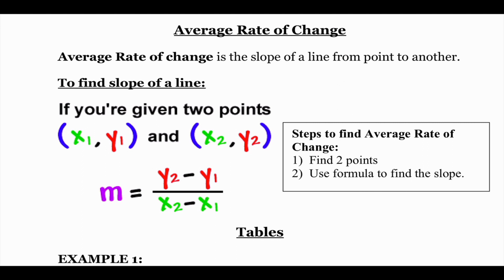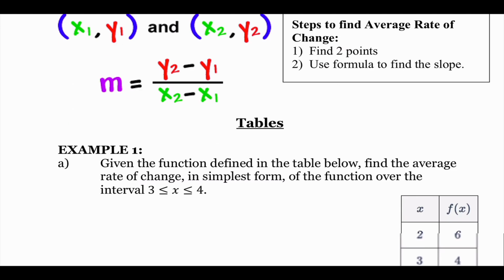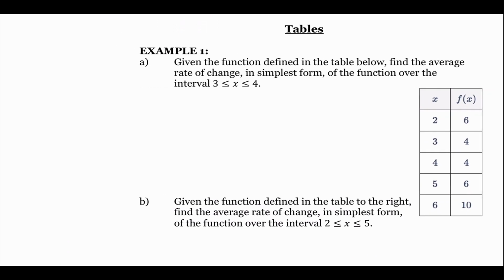So there's 3 different ways they're going to give you. First one is tables. They're going to give you an x and y table. So they say f of x. It's the same thing as y. Why do they put f of x? Because they want you to know it's a function. They want you to know it passes the vertical line test. That's why they put f of x or g of x or h of x instead of y. But essentially, f of x is the same thing as y.